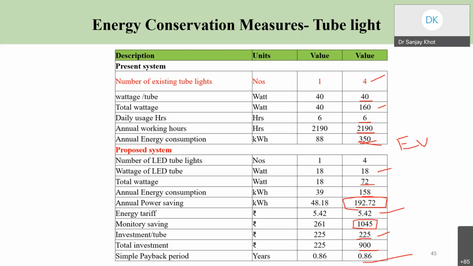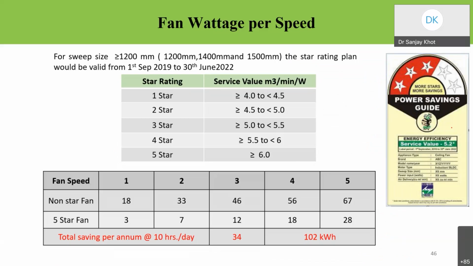These tube lights are marketed with lumens per watt. Similarly, fans are advertised on the basis of the service value. Service value is nothing but how much air is being distributed inside the room per watt. So we always need to calculate how much CFM, or CMM, per watt, because different types of units are used. It is cubic meter per minute. Accordingly, stars are given.